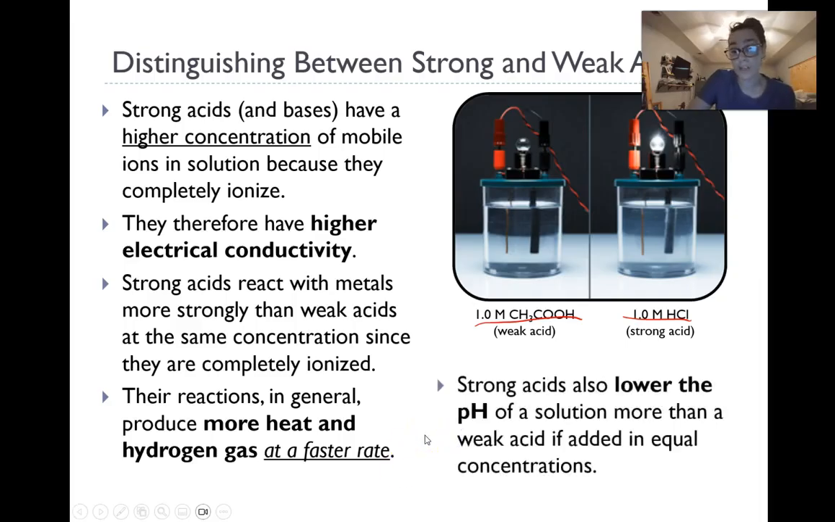They also lower the pH of a solution more. So they're going to have a lower pH, like pH 1 is a strong acid, that's about hydrochloric acid. Whereas a weaker acid, like vinegar, which is acetic acid, has a pH of about 3, which you might think is strong, but compared to a strong acid like hydrochloric it is not. Remember, that's 100 times less hydrogen ions.